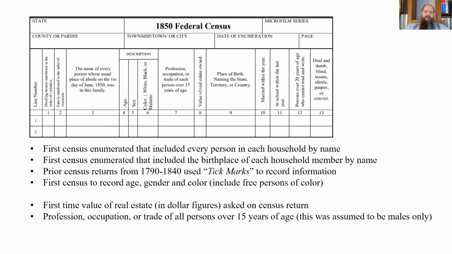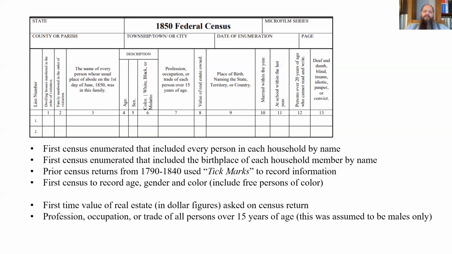Prior returns from 1790 to 1840 employed what was called tick marks. We no longer are using tick marks in these census returns. These are actual data points that are now being asked. This is the first census to record age, gender, and color, for the most part, found in census returns. And this really targets free persons of color. This is clearly not including slaves, as they have their own schedule.